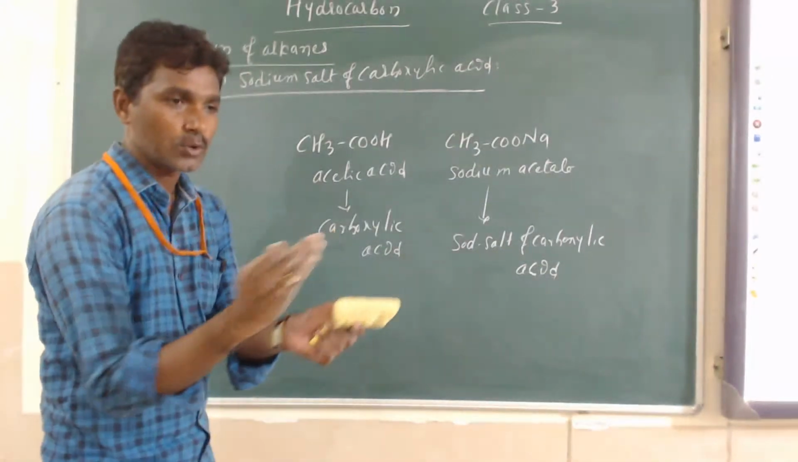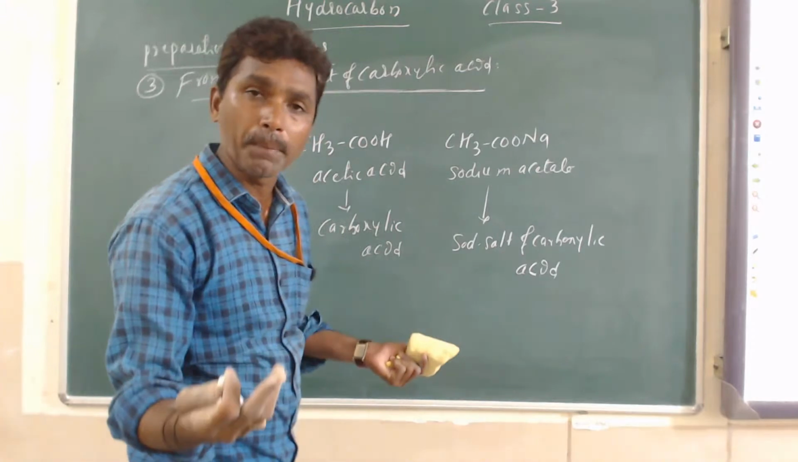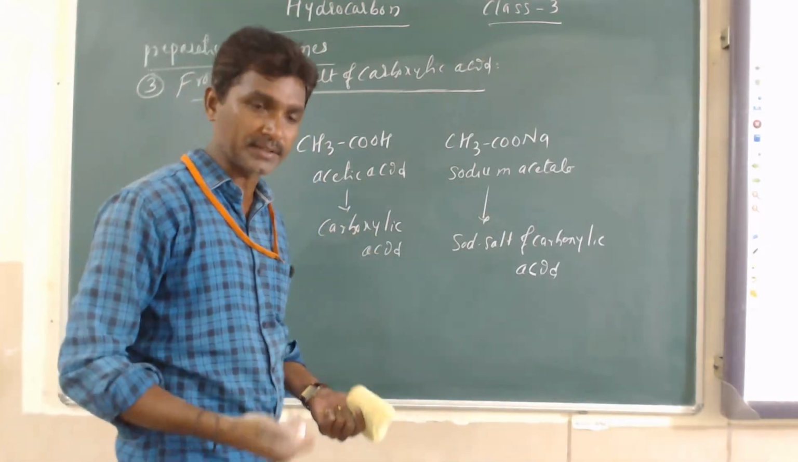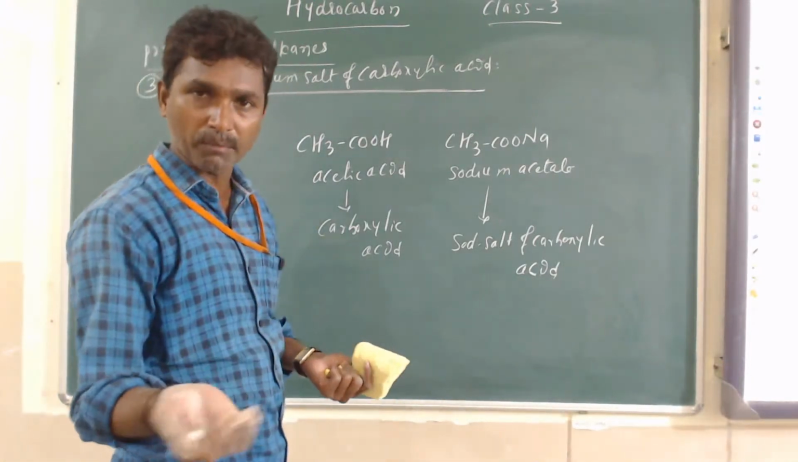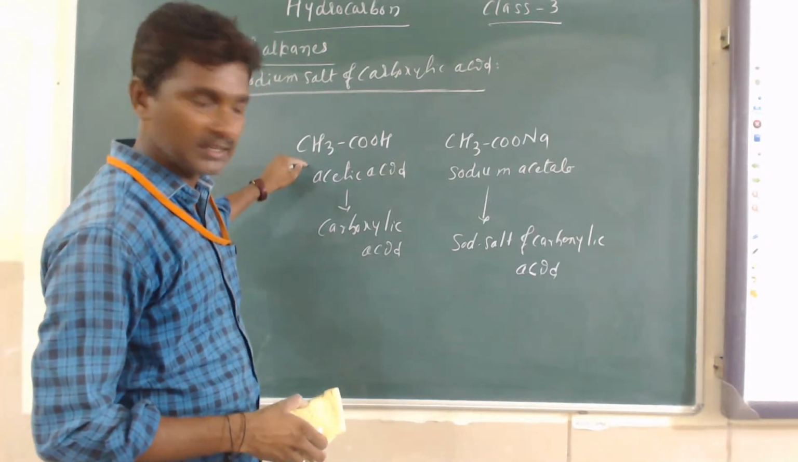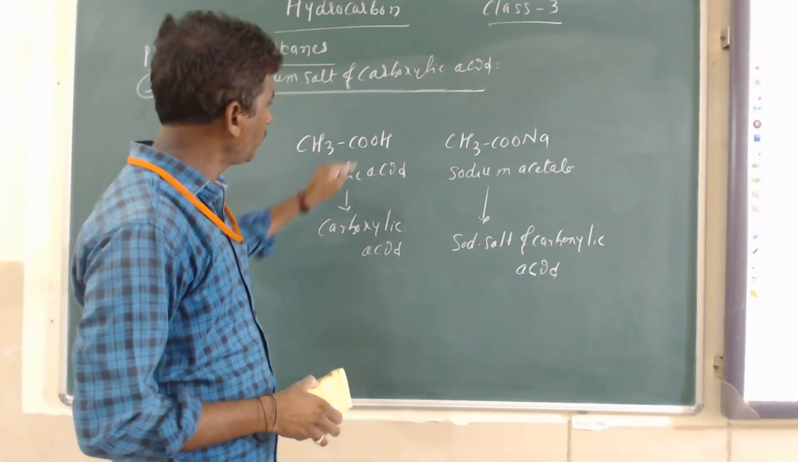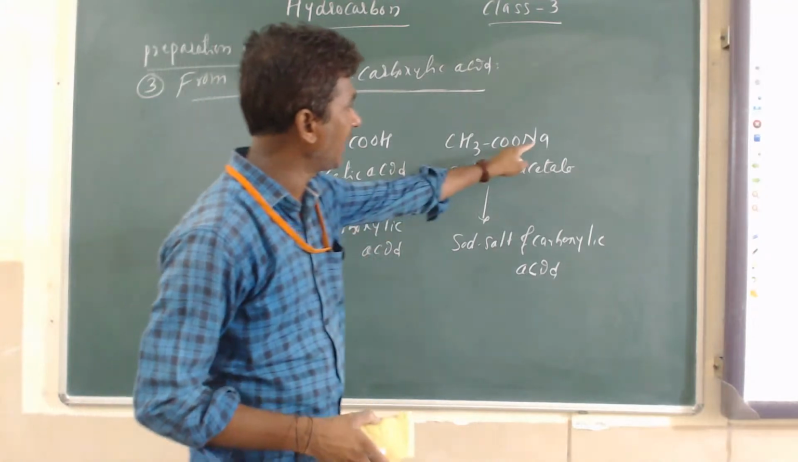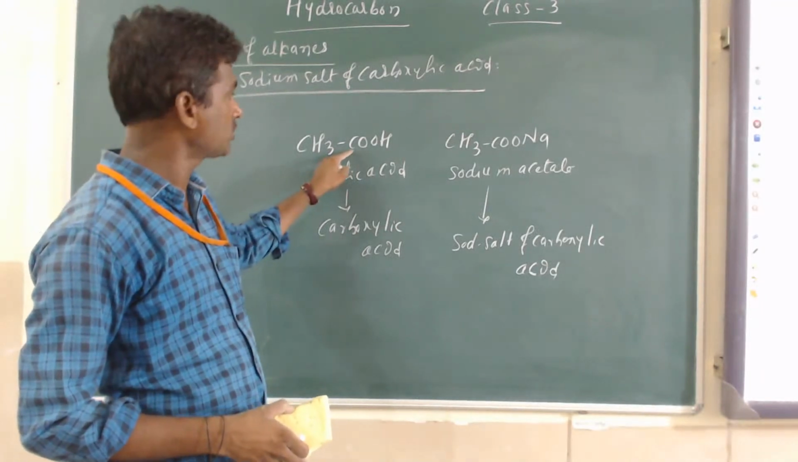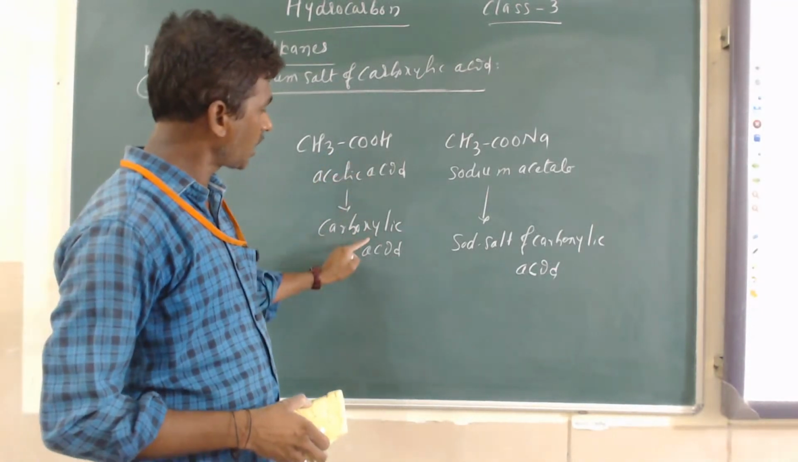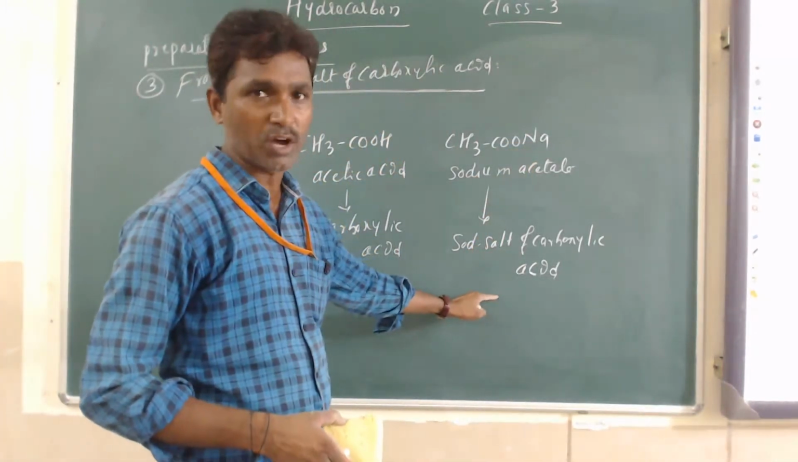The question is, how do you prepare alkane from sodium salt of carboxylic acid? Before going to the preparation, you must know what is meant by sodium salt of carboxylic acid. First I have written acetic acid, an example of carboxylic acid. CO2H is a carboxyl group. If you replace the H of carboxylic acid by Na, it is called sodium salt of carboxylic acid.